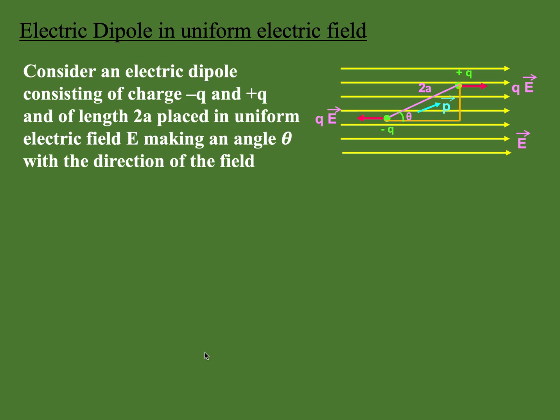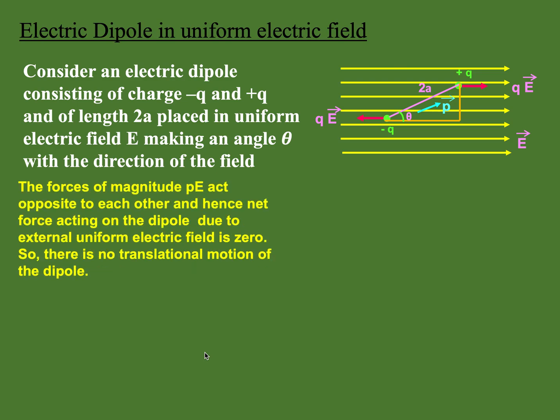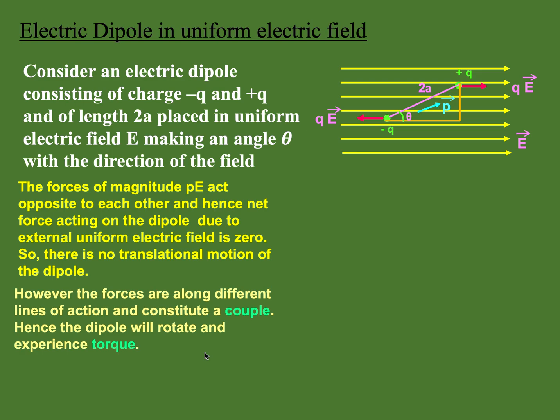And here the dipole moment makes an angle theta. The net force acting on the dipole becomes 0 due to the external electric field, because the two forces act in opposite directions and are equal in magnitude. So both cancel each other, and zero net force acts on the dipole. But there is some torque acting on the dipole, because the forces are along different lines of action, so they produce a couple. That means a torque is acting on the dipole.